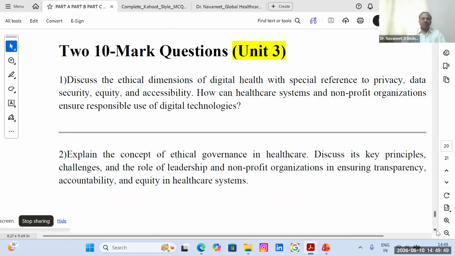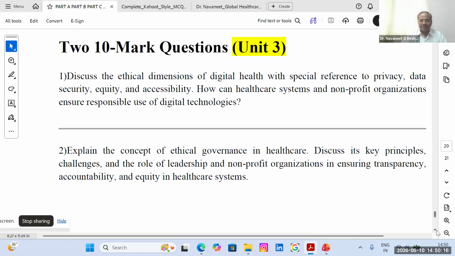The third unit, the first question is, discuss the ethical dimensions of digital health with special reference to privacy, data security, equity, and accessibility. How can healthcare systems and nonprofit organizations ensure responsible use of digital technologies? Second question being, explain the concept of ethical governance in healthcare. Discuss its key principles, challenges, and the role of leadership and nonprofit organizations in ensuring transparency, accountability, and equity in healthcare systems.